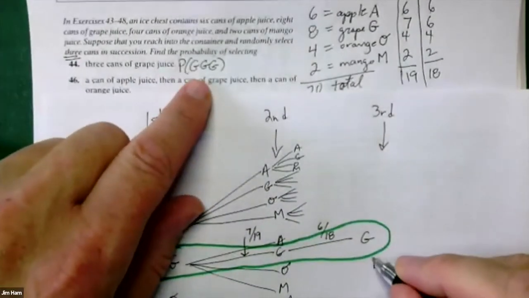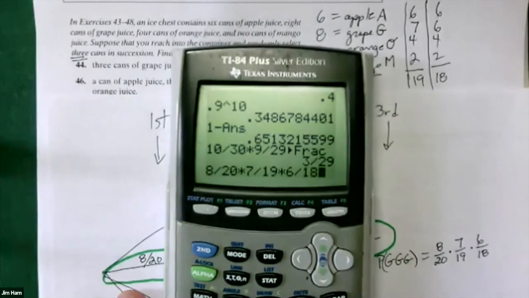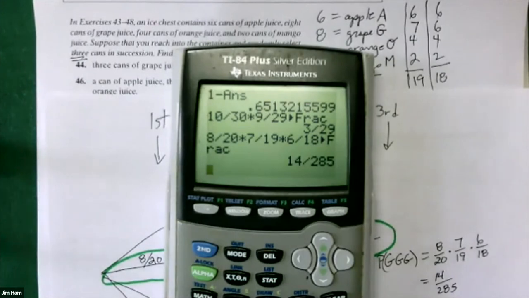Now, to calculate the probability of G, G, G, instead of just multiplying the two fractions along the path, since it's three different drinks we're selecting, we're going to multiply all three. And there it is. Then you just have to simplify it. Let's see if we can simplify it. 8 divided by 20 times 7 divided by 19 times 6 divided by 18. Math, convert to a fraction. So this would be 14 out of 285. The calculator will always reduce the fraction when it converts to a fraction. It'll reduce it to lowest terms.